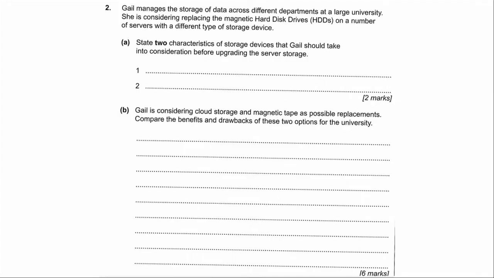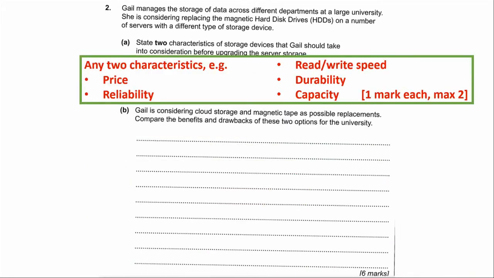So 2 says Gail manages the storage of data across different departments at a large university. She's considering replacing the magnetic hard disk drive on a number of servers with different types of storage. State 2 characteristics of storage devices that Gail should take into consideration before upgrading the server storage. So here you can talk about characteristics such as cost, capacity, durability, robustness, and read and write speeds. So here, any 2 of those will get you the mark.